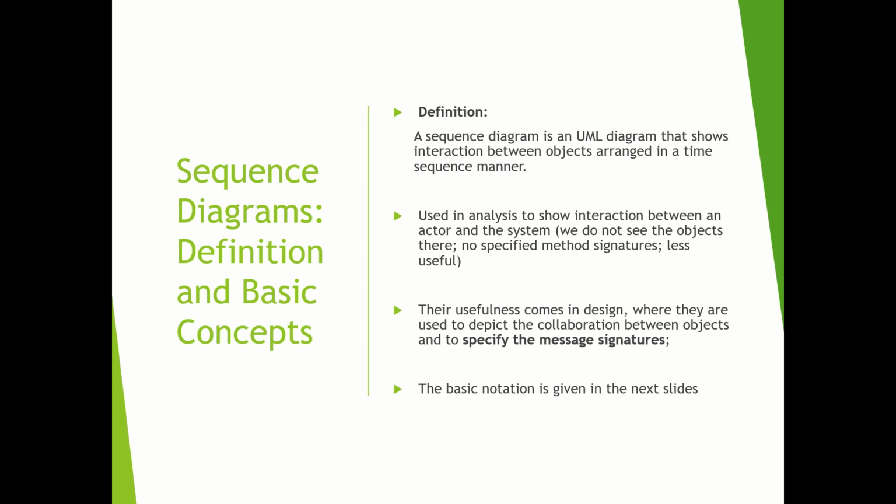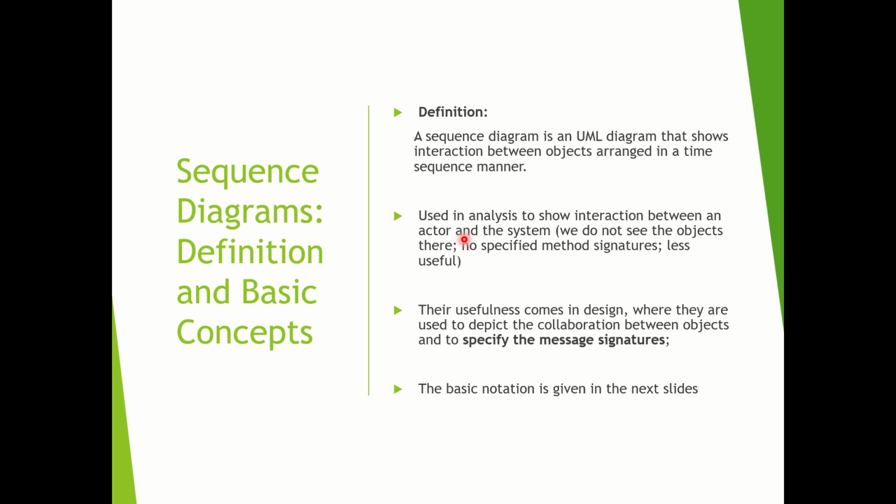So, a sequence diagram is basically a UML diagram that shows the interactions between the objects arranged in a time sequence manner. The main thing you have to keep in mind here is the time sequence manner. This works based on time: from one time to another time, what are the sequence of actions? That can be seen by the sequence diagram.